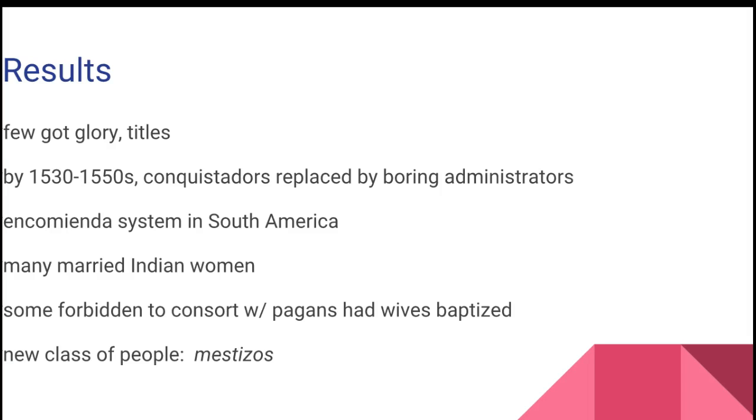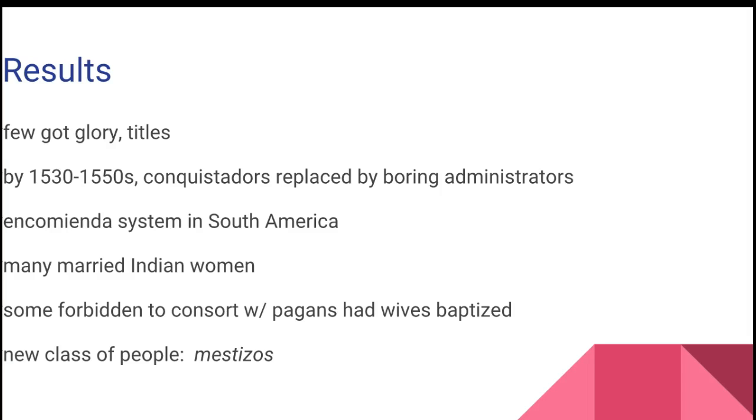Many of the Spaniards married Indian women. That was not the case with the French and the English later on, but the new class of people were called mestizos. So they had these Indian women and these Spaniard men, and they had babies once they got married, and those people became mestizos. They were not supposed to be with these pagans, so they got their wives baptized in order to be in compliance with the Catholic Church.